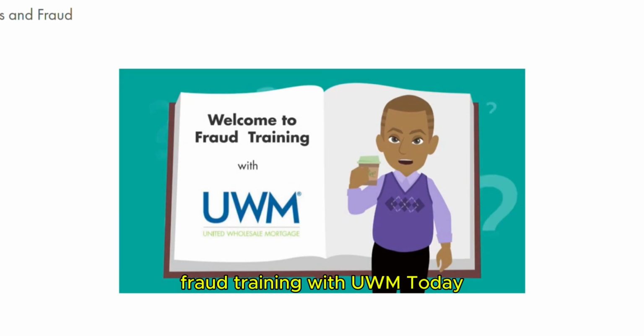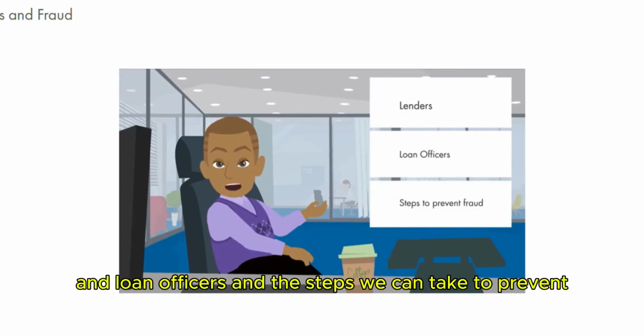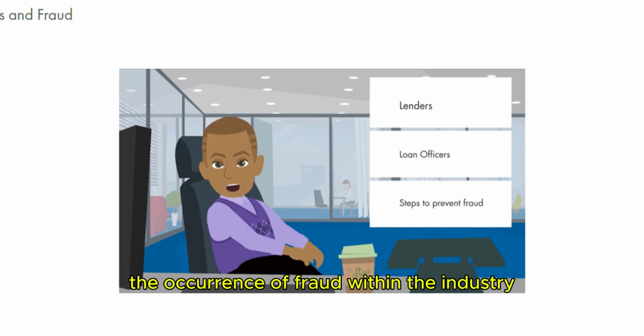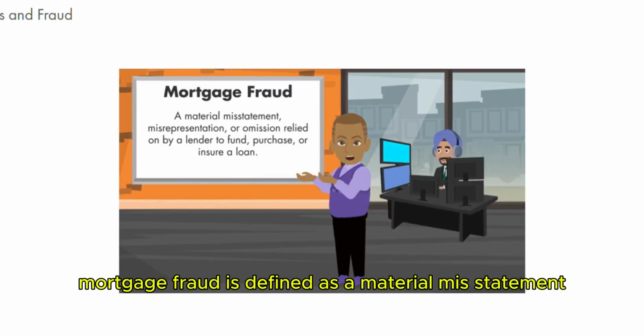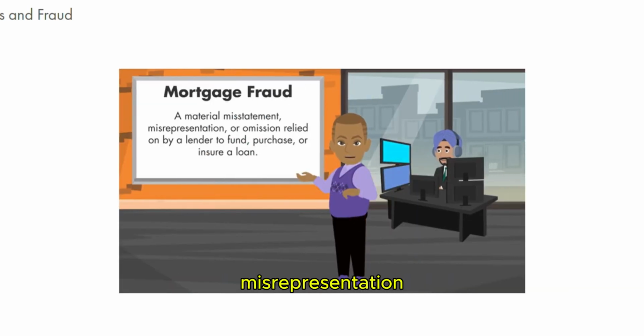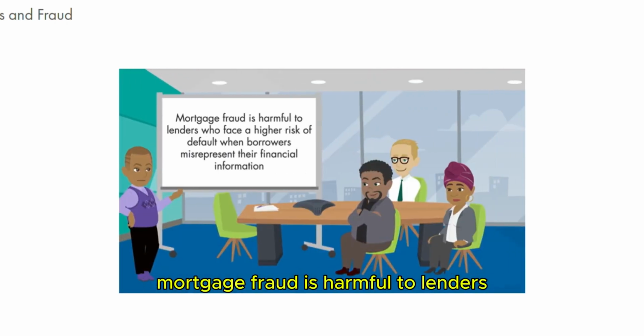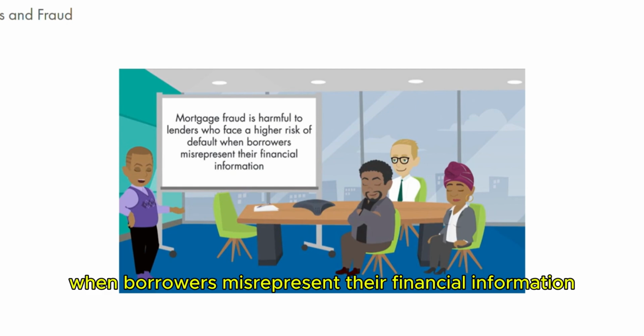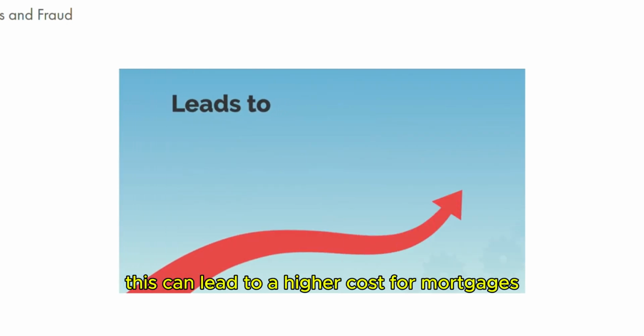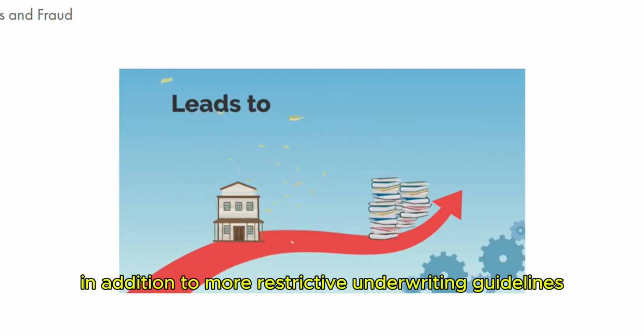Fraud training with UWM. Today we'll be discussing how it affects lenders and loan officers and the steps we can take to prevent the occurrence of fraud within the industry as a whole. Mortgage fraud is defined as a material misstatement, misrepresentation, or omission relied on by a lender to fund, purchase, or insure a loan. Mortgage fraud is harmful to lenders who face high risk of default when borrowers misrepresent their financial information. This can lead to a higher cost for mortgages in addition to more restrictive underwriting guidelines.